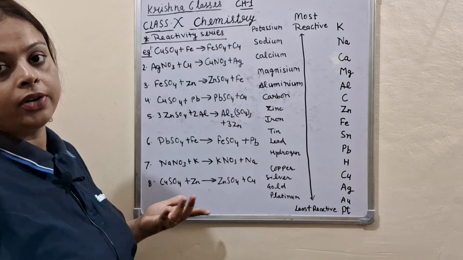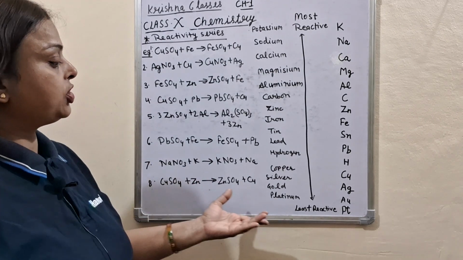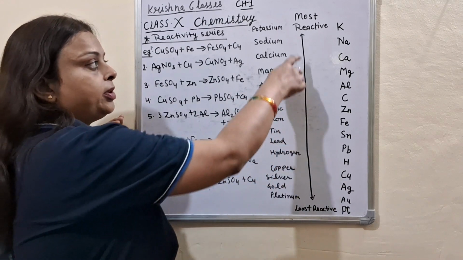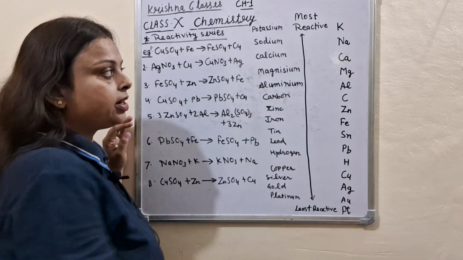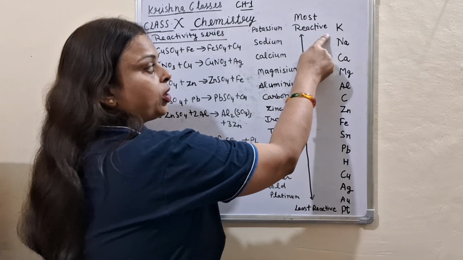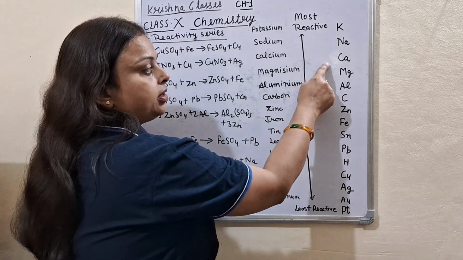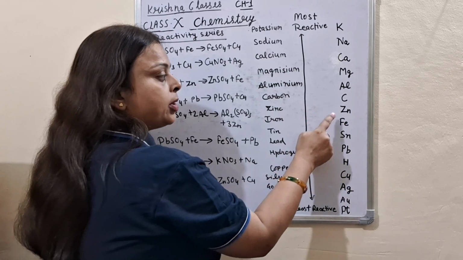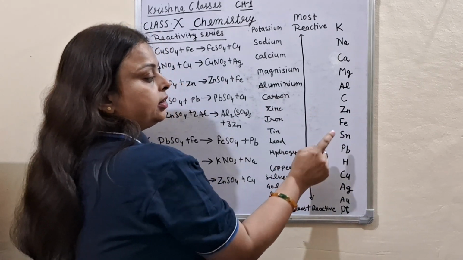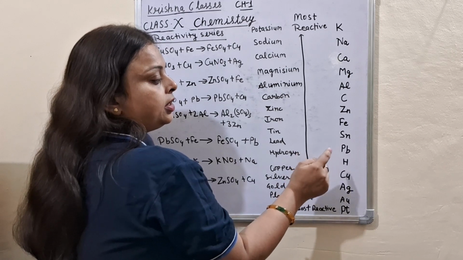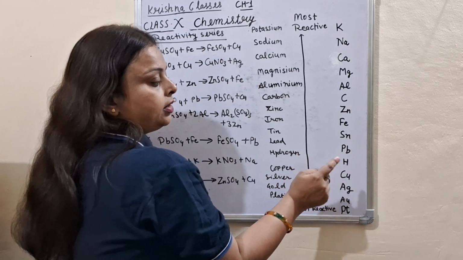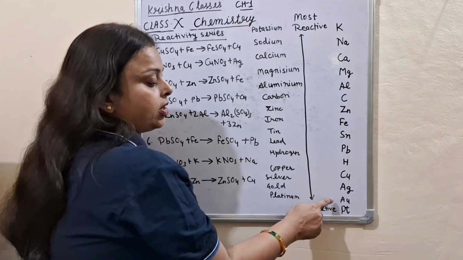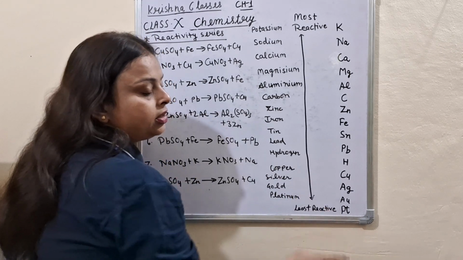What is the most reactive element and what is the least reactive element? Potassium is the most reactive element. Here is the reactivity series: first is potassium, second sodium, third calcium, fourth magnesium, fifth aluminium, sixth carbon, seventh zinc, eighth iron, ninth tin, tenth lead, eleventh hydrogen, twelfth copper, thirteenth silver, fourteenth gold, fifteenth platinum.